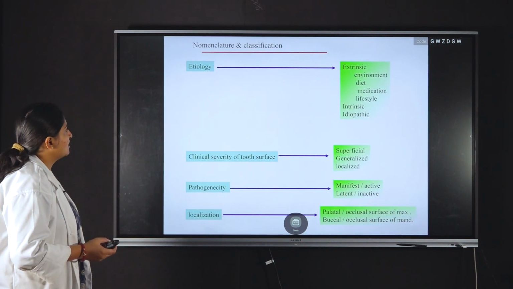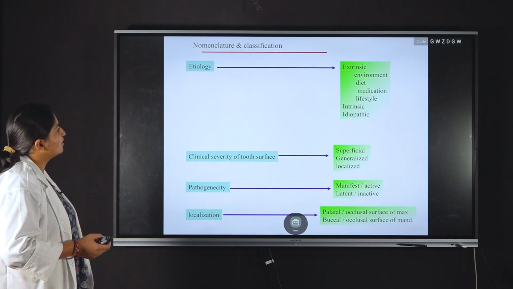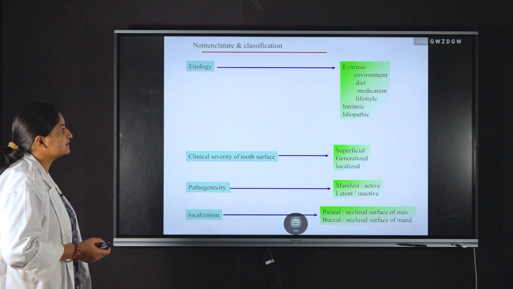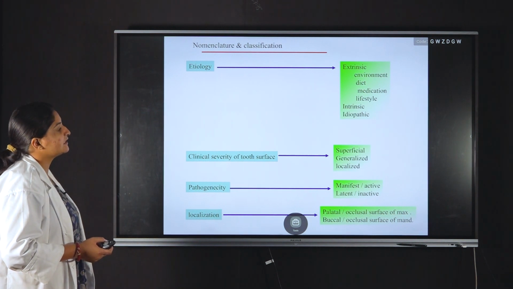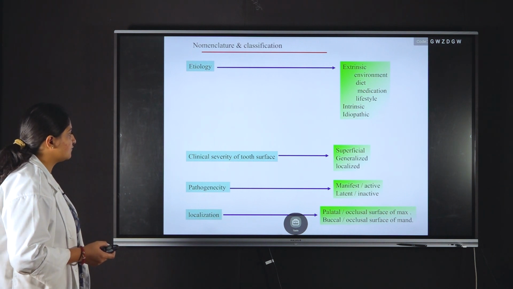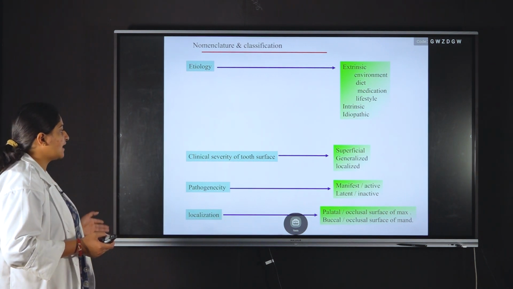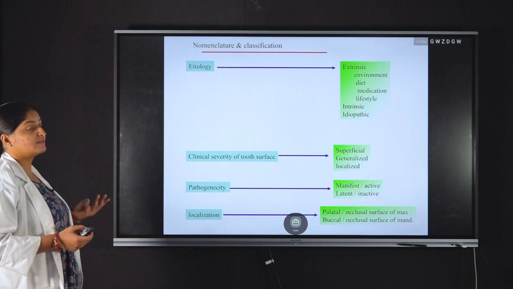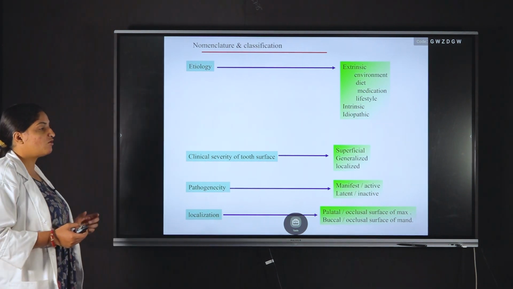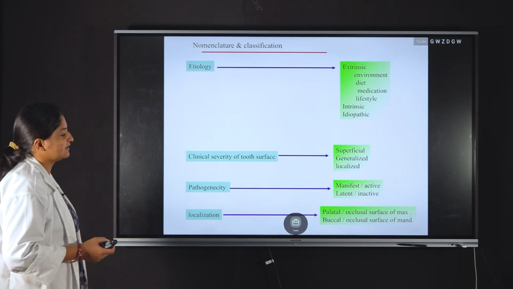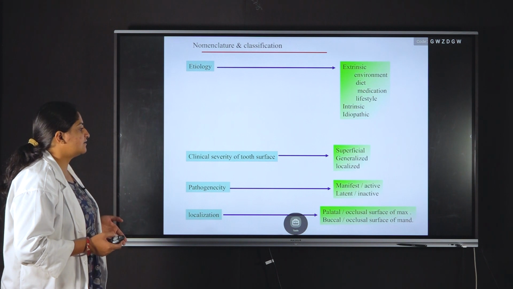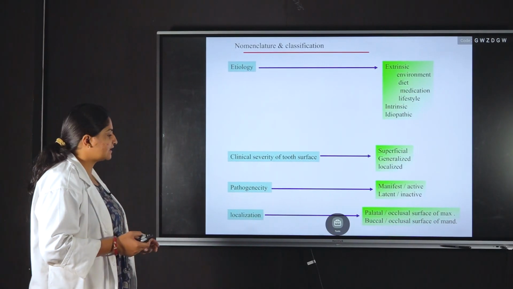So the next is nomenclature and classification. According to etiology, it is classified as extrinsic and intrinsic. Extrinsic is environmental, diet, medication, lifestyle, and intrinsic may be idiopathic. Clinical severity of the tooth surface is how the severity can be assessed. It is whether it is superficial, or all the teeth are affected, that is generalized, or a particular 4 or 5 teeth are affected, that is localized. Pathogenicity is manifesting, active or latent and inactive.